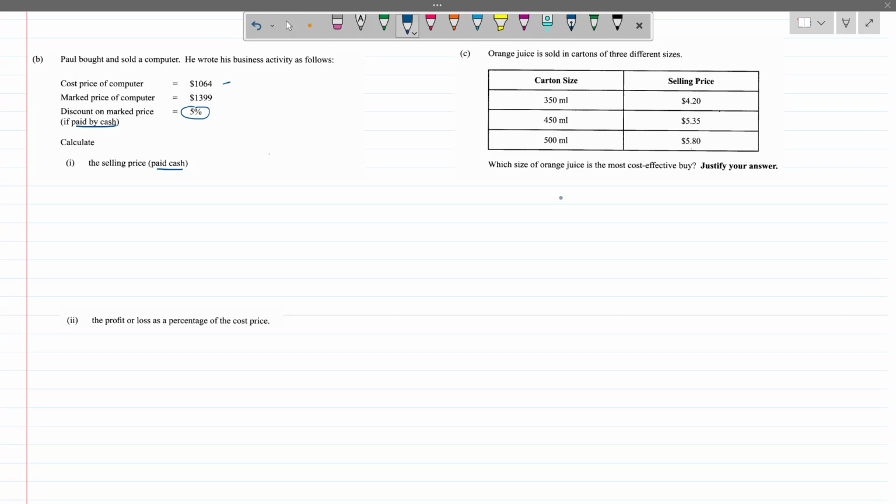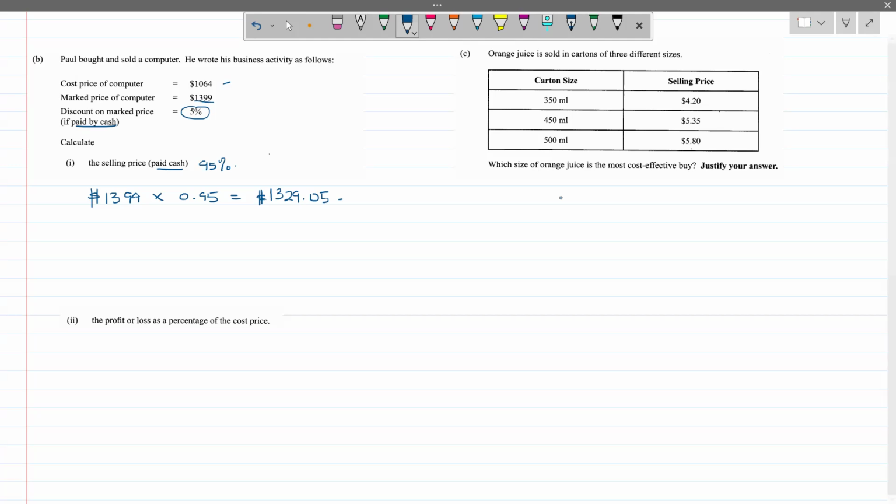So if you're getting a 5% discount, we are actually paying 95% for the computer at this mark price of 1,399. So to find my selling price, I could simply multiply 1,399 by 0.95, right? Because that's 95%. And that would give me my selling price of the computer. So 1,399 by 0.95, that's going to give me a figure of 1,329.05. And this is our selling price, right?